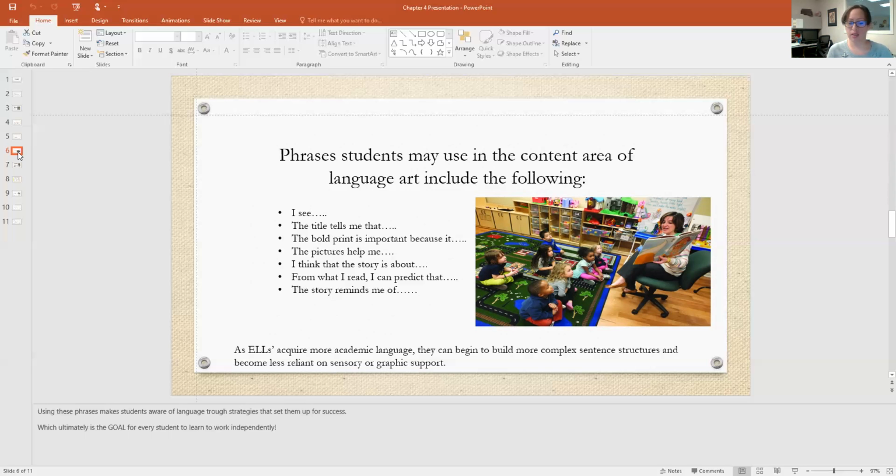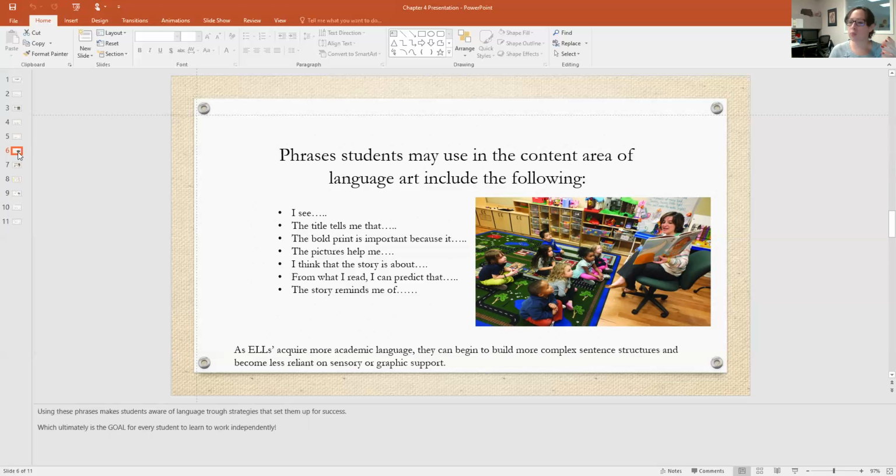By using these phrases, it makes students aware of language through strategies. She's going about asking questions. She's reading the story, but she's not just sitting there reading it. She's engaging with the children. And our ultimate goal is for every student to learn independently. So as they are reading, they will ask these questions. Now, they might not ask them out loud, but it's going to be installed in their brains where they can talk it out. Okay, so I see that this book is going to be about cars.